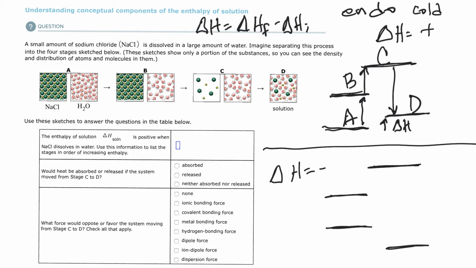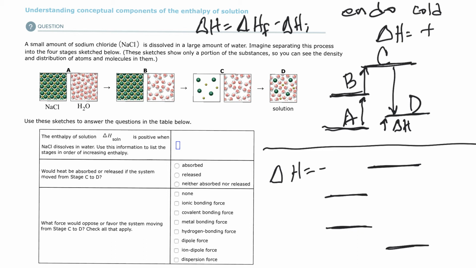That's the enthalpy. And now your question says at the beginning, the enthalpy of solution, delta H of solution, is positive when NaCl dissolves in water. Okay, that's what it's saying right here. The delta H, the enthalpy of solution, is positive. In this example, salt is dissolving in water, it's positive. So here's A low, here is B a little higher, D higher.